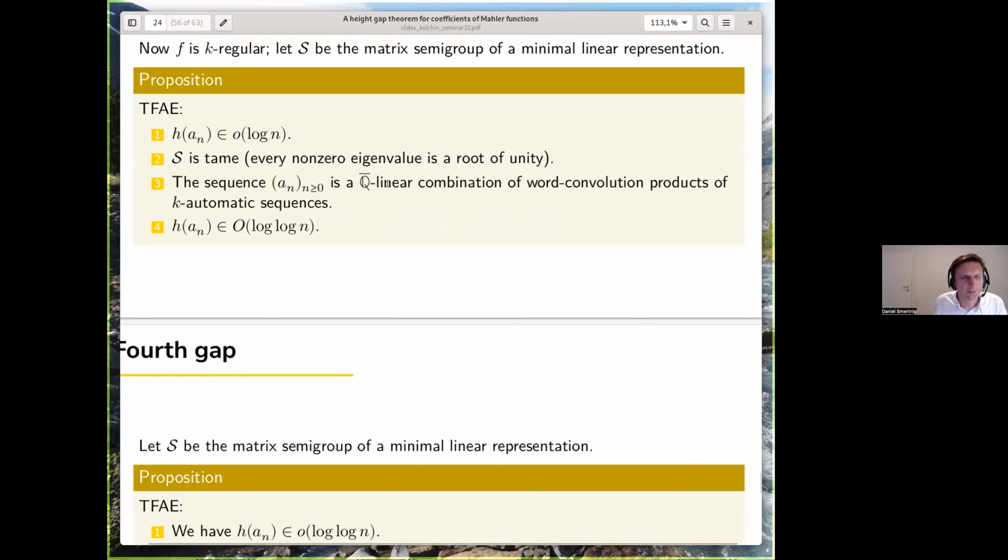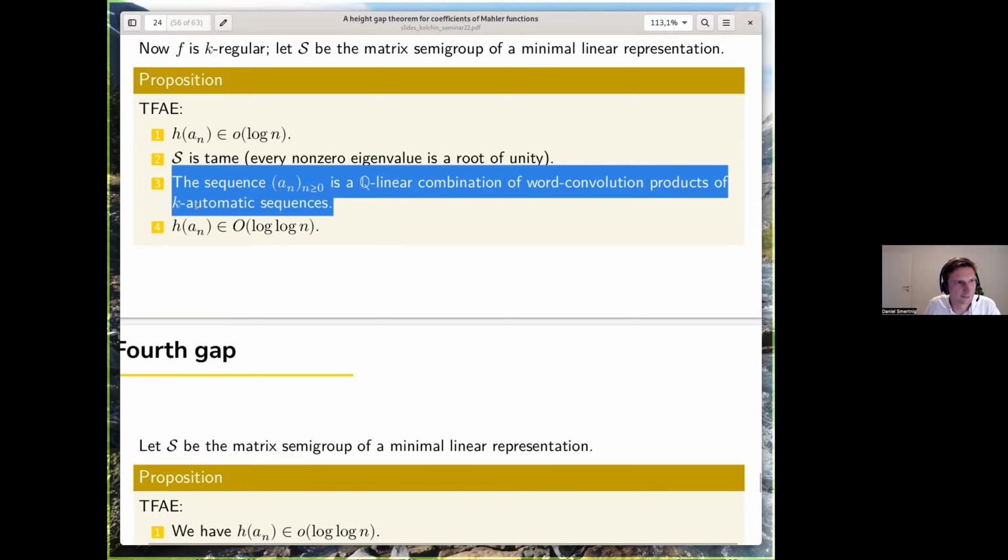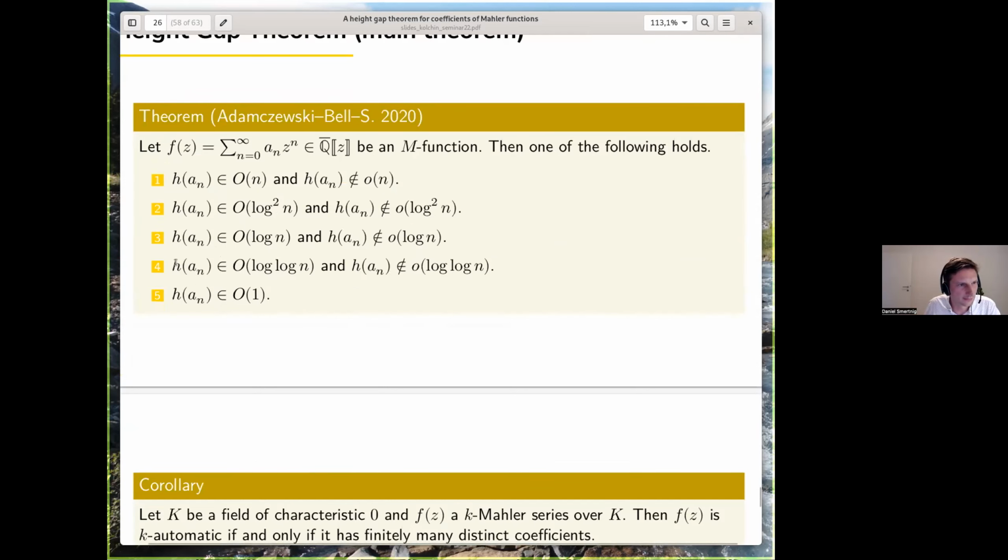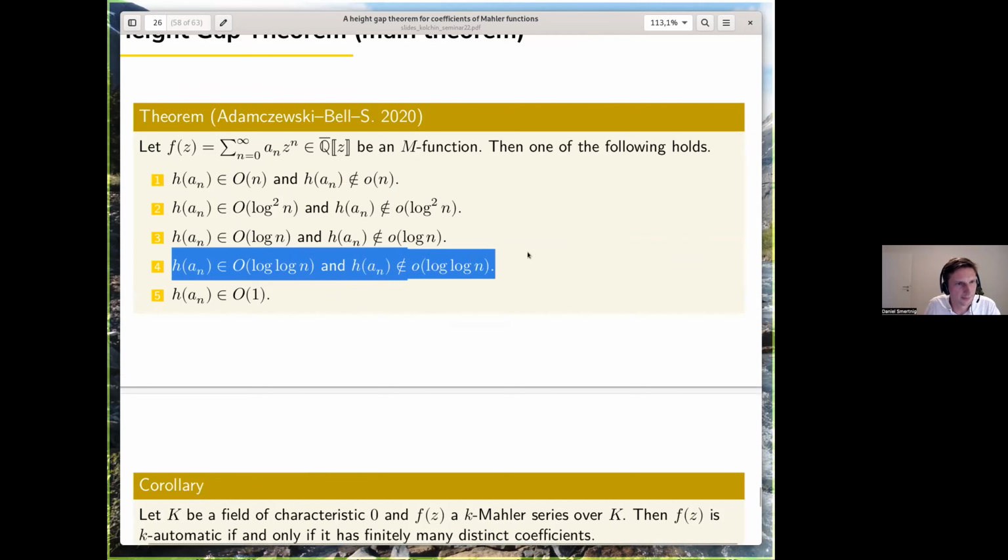So they're linear combinations of word convolution products. A word convolution product of a k-automatic sequence is, at the number n, you again write n in base k representation, then you split up this base k representation at every possible point, and you do the convolution over that. That is what we mean by word convolution product. And then you can have word convolution products of these k-automatic sequences and linear combinations of that. And this precisely corresponds to this class here. That is new to my knowledge.